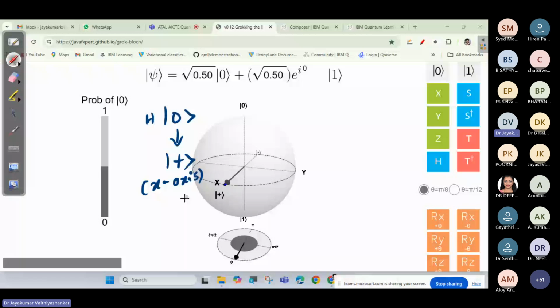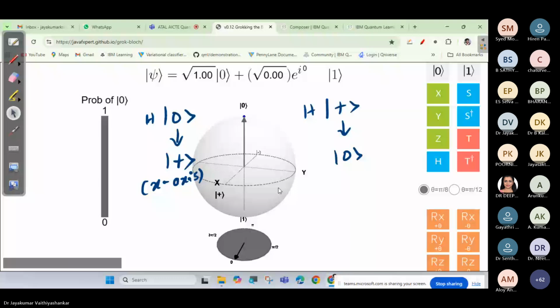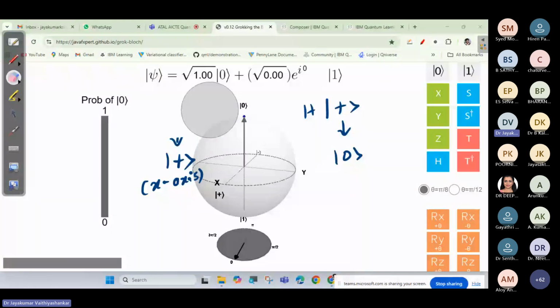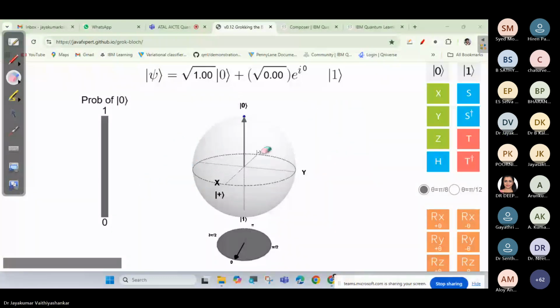Okay. So click positive state, apply Hadamard. It will go back to state 0. Now we are in positive state. I apply Hadamard gate. Observe what happens. It went back to state 0. So applying two Hadamard gates next to each other will cancel each other.